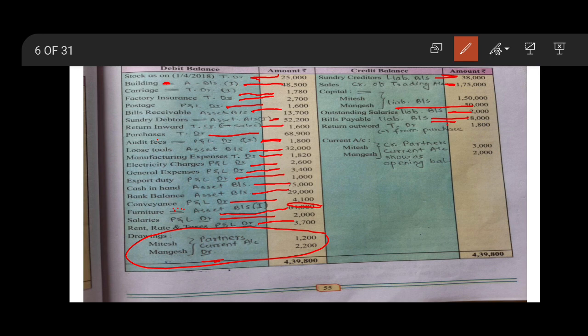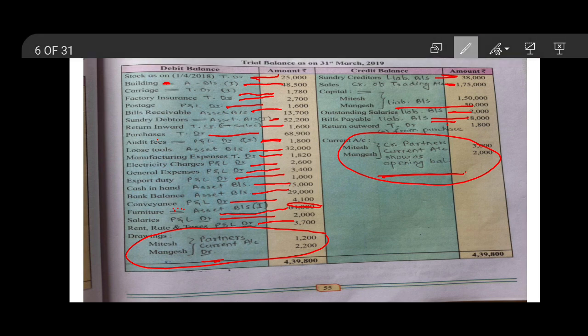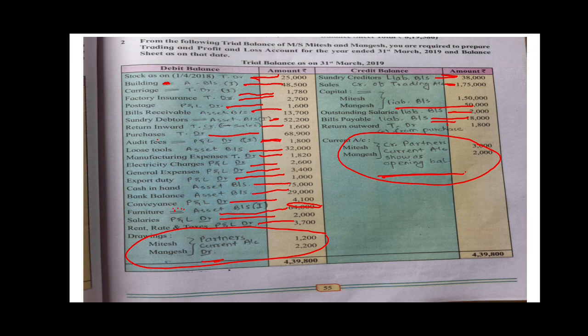Return outward we deduct from purchases, means trading account debit side we have already written purchases, so return outward will be deducted out of it. Purchases less purchase return or less return outward 1800, so deduct the amount and bring it outside. Then current account, so this is the balance, so credit side of partners current account, this is the opening balance, so by balance brought down. Okay, so that's it about transfer of items.